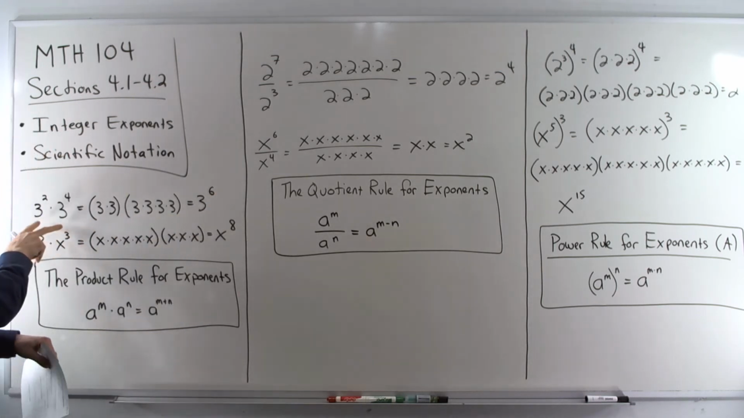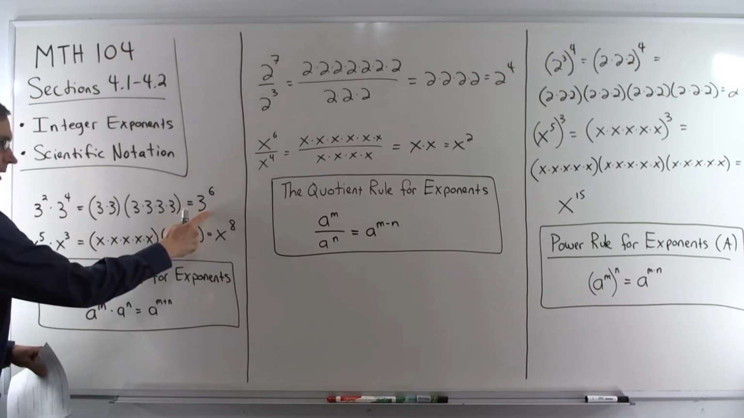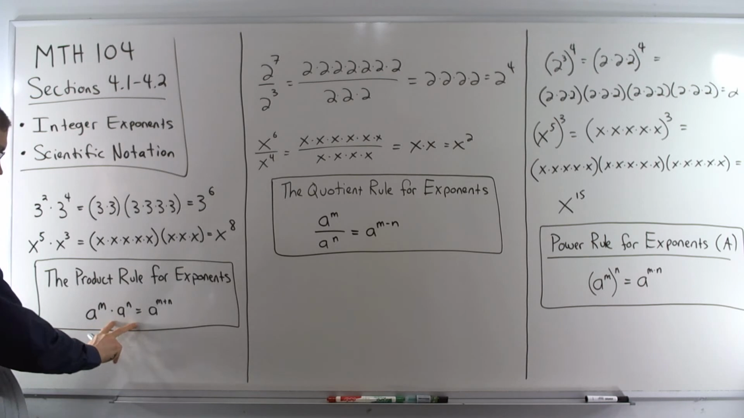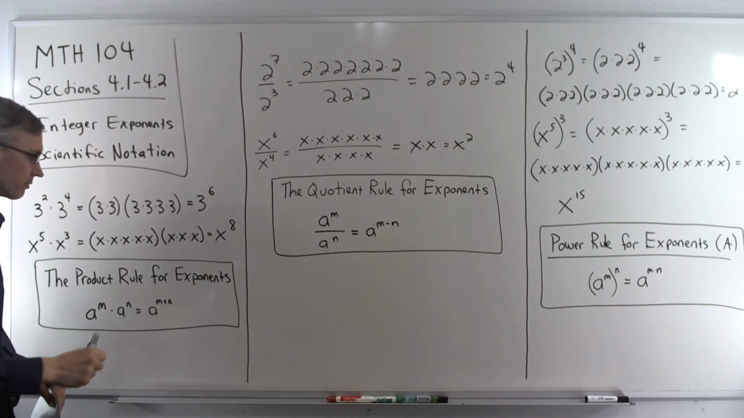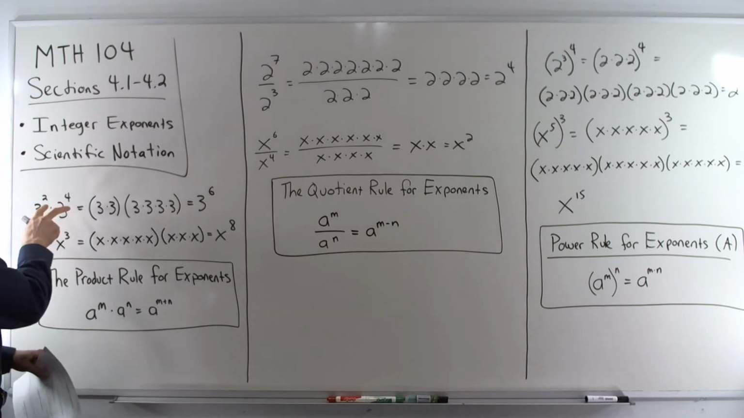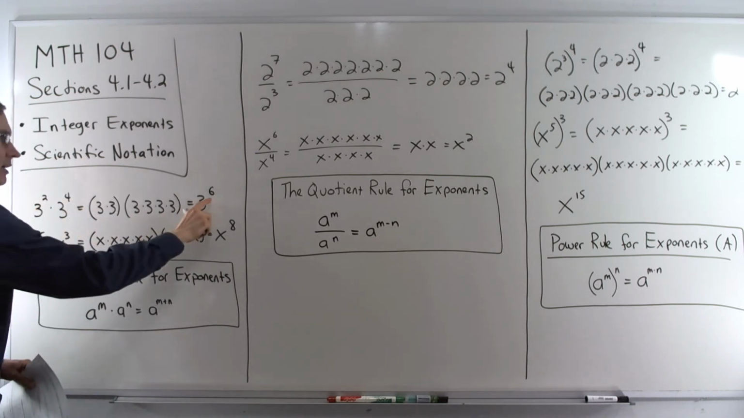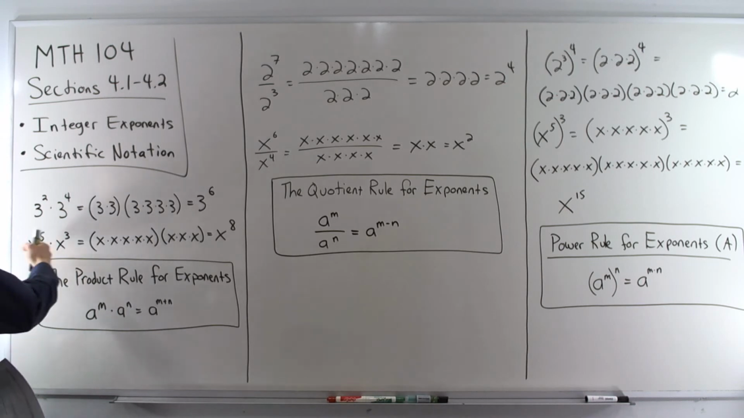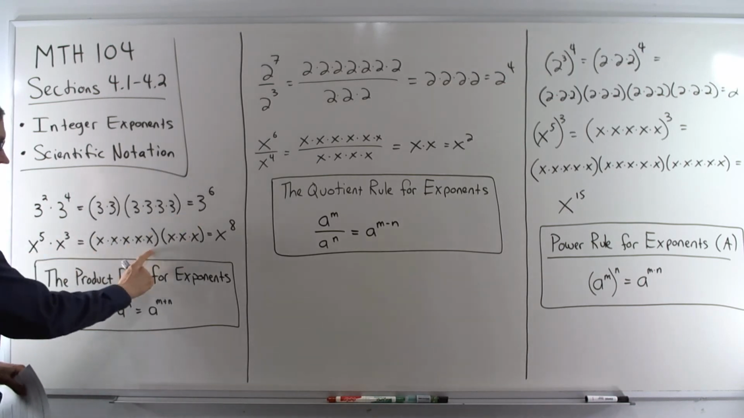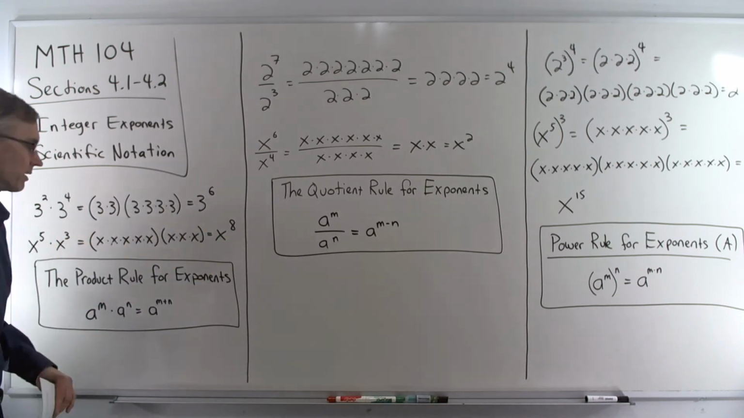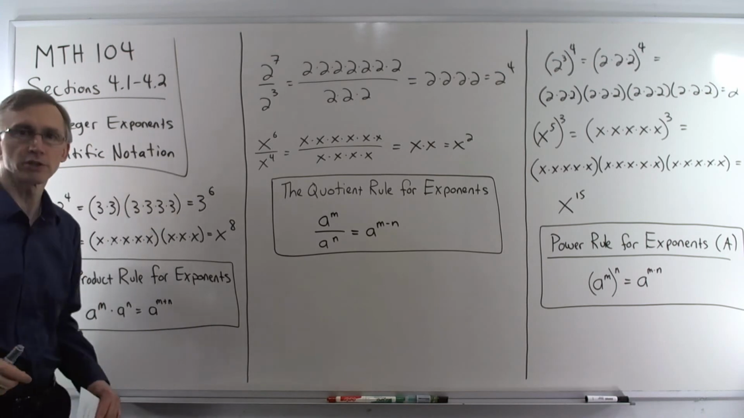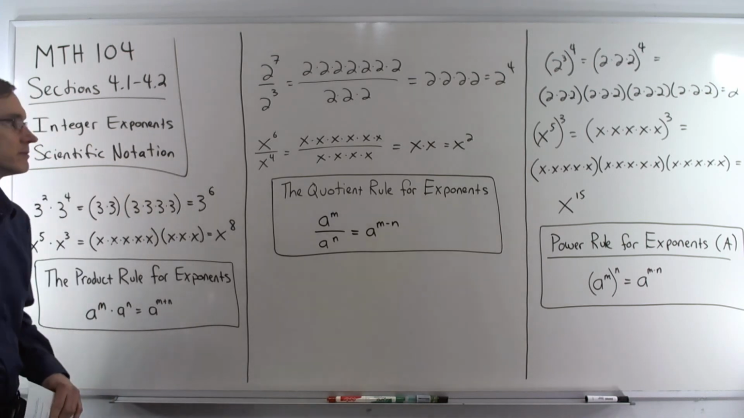So how do we go from 3 squared times 3 to the 4th power and get 3 to the 6th power? We're going to use this formula. a to the m times a to the n is a to the m plus n. So we just add together the exponents, 2 plus 4, and get 6. Same thing works with variables, x to the 5th times x to the 3rd power. We've got 5 x's here, 3 x's here, we get x to the 8th. 5 plus 3 is 8. So when multiplying exponential expressions, add the exponents.